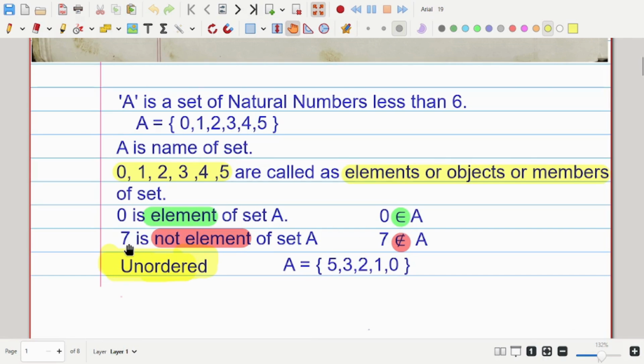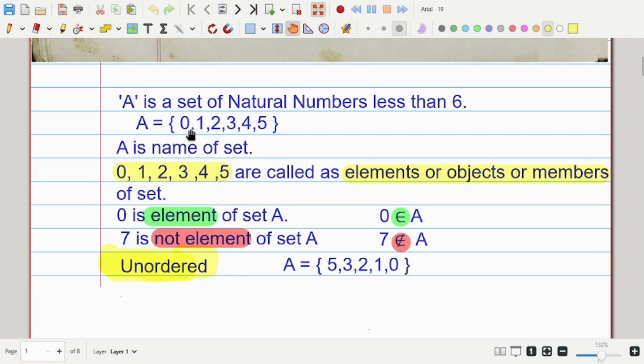Is the 7 present in set A? No, 7 is not present in set A. Therefore, it is not an element of set A. Therefore, we write it as 7 does not belong to A. This indicates does not belong to.